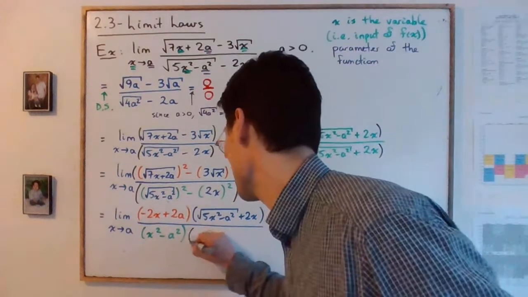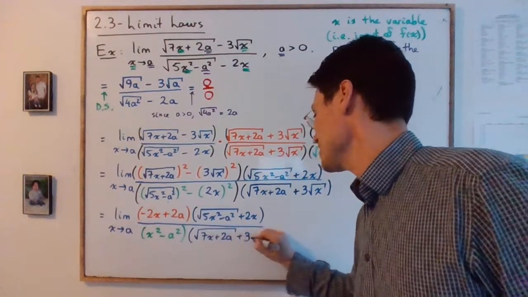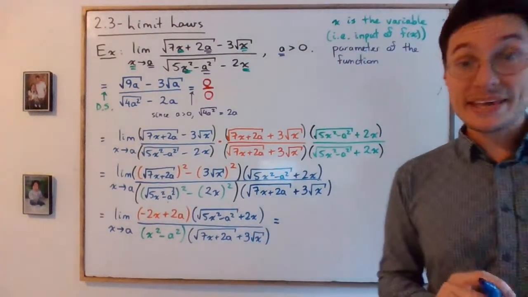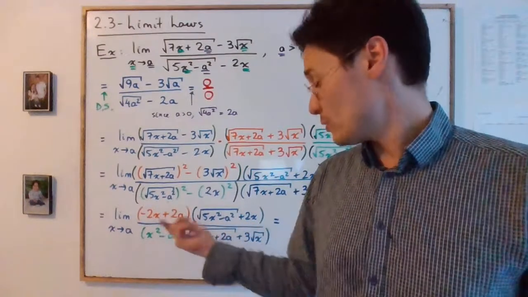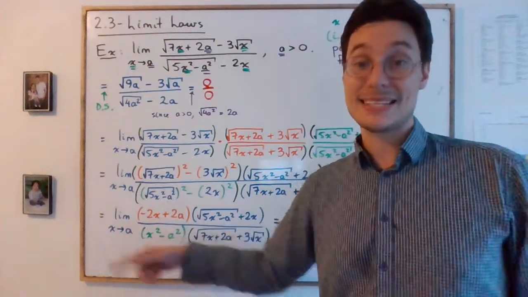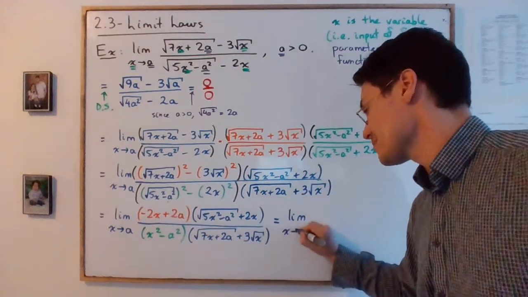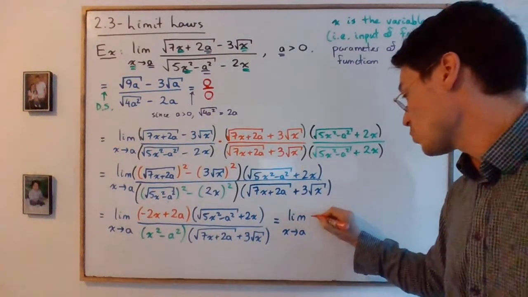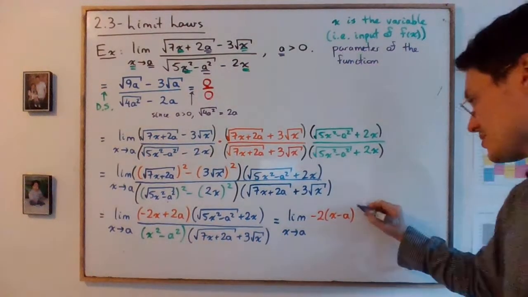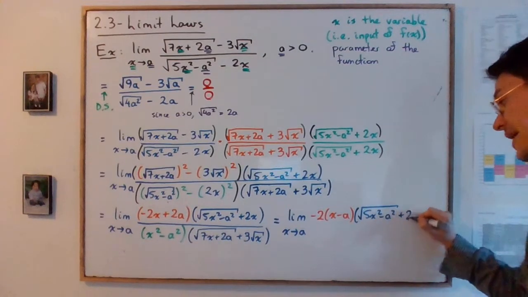And let's write again here, you go, the 7x plus 2a plus 3 square root of x. Okay, now we are winning because look, the only thing we need to do is to factor these two things, because these are the things giving 0 when x is approaching a. So here goes, limit as x is approaching a of factoring the top is quite easy. We just factor out a negative 2 times the square root 5x squared minus a squared plus 2x.